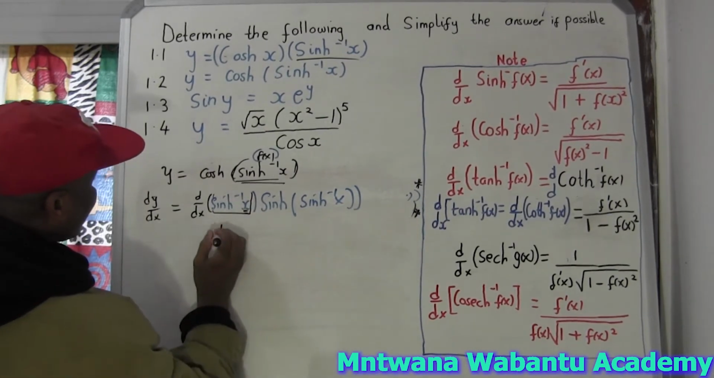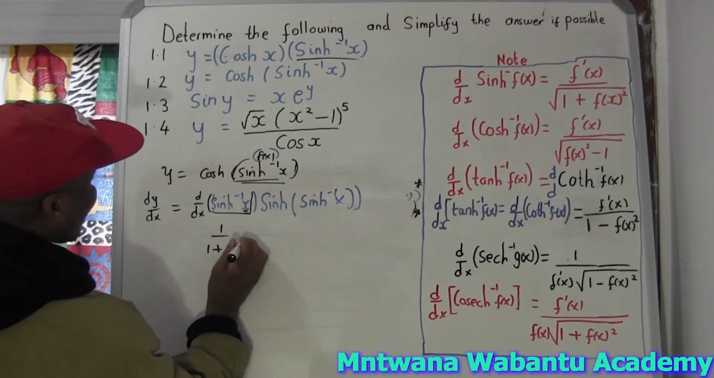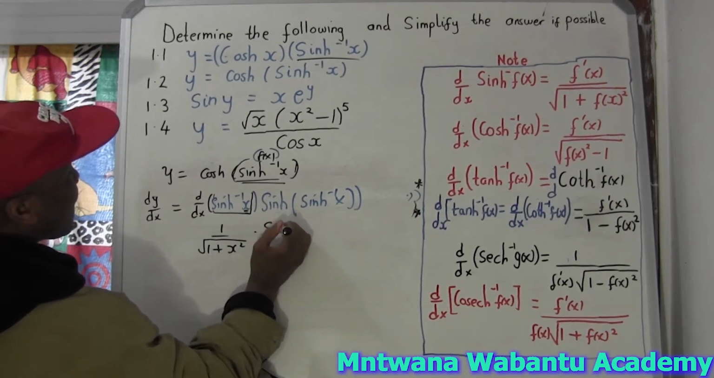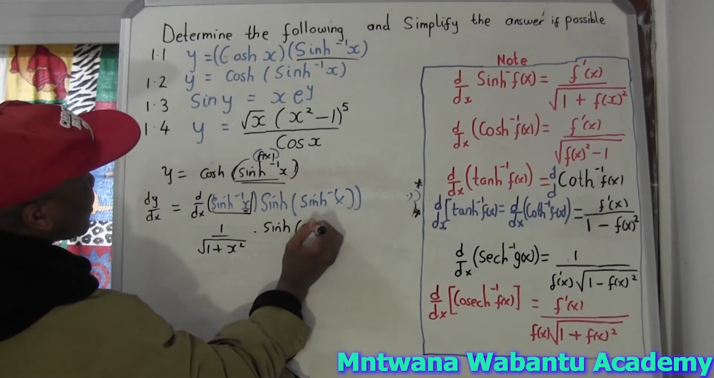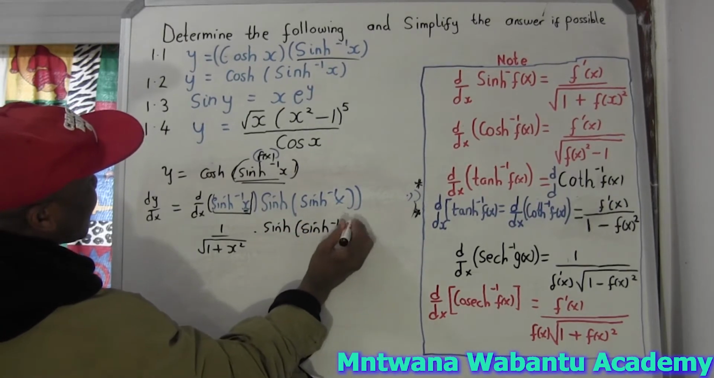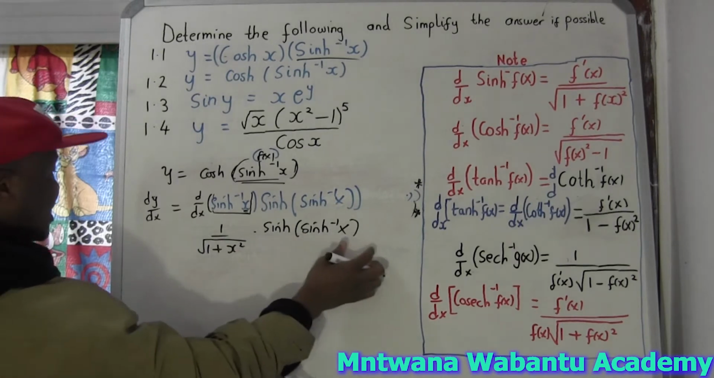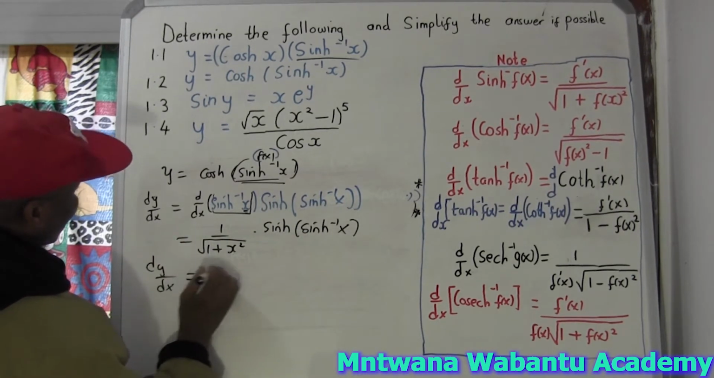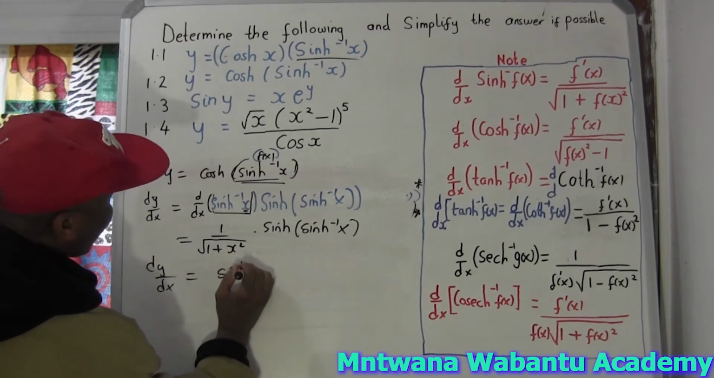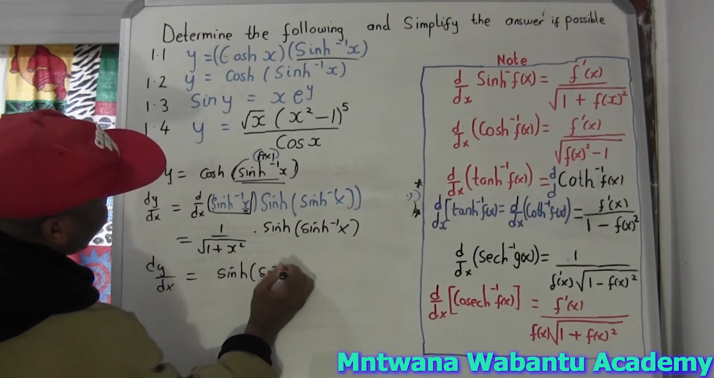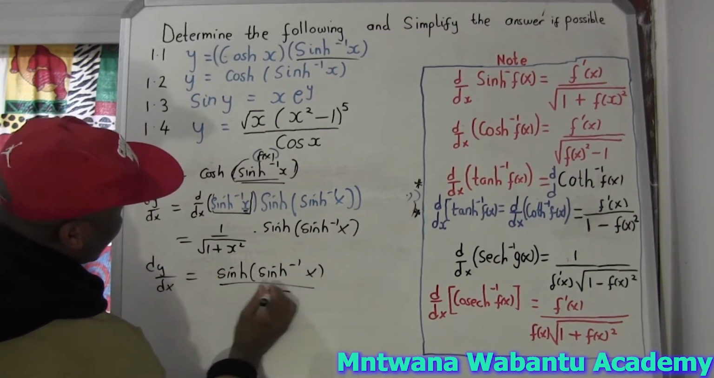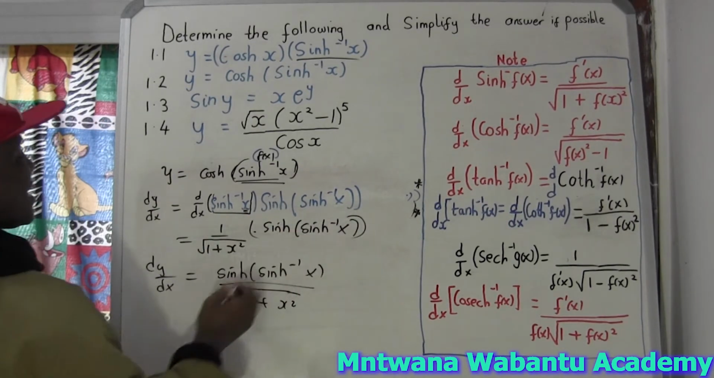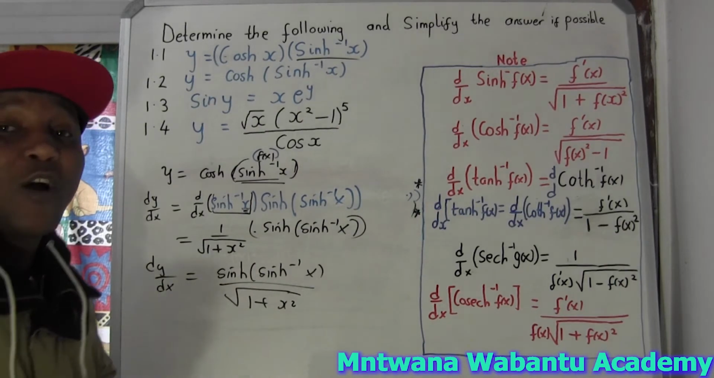So this is going to be 1 over the square root of 1 plus x squared. And then now comes the sin of sinh x. So I can just pull this side: dy/dx equals sin of sinh x, because 1 times anything is itself.